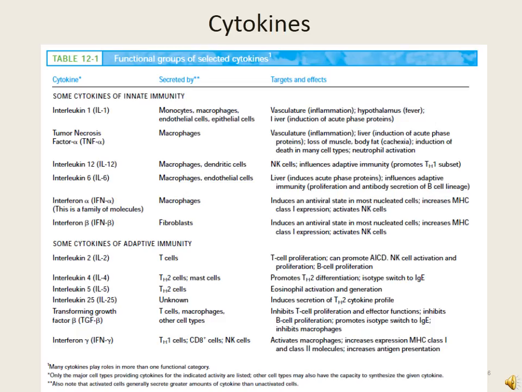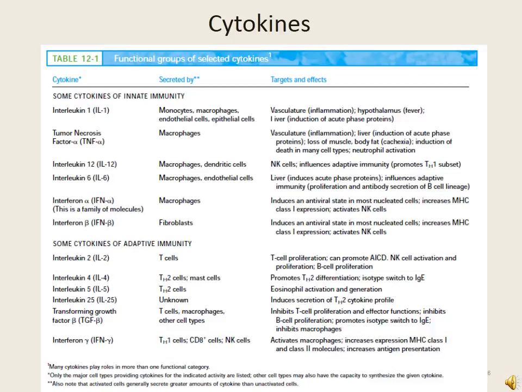This slide is a table showing the common cytokines of both the innate and adaptive immune response. You will see in the table that the top set is the cytokines of the innate immunity. We are familiar with the innate cytokines, that is interleukin 1, TNF alpha, interleukin 12, as well as interleukin 6. These are the 4 innate cytokines that are mentioned a lot, okay?